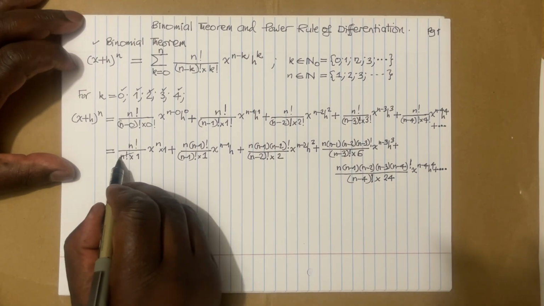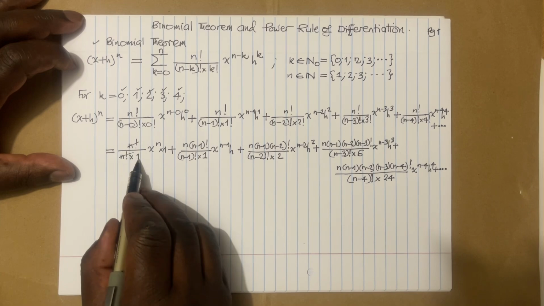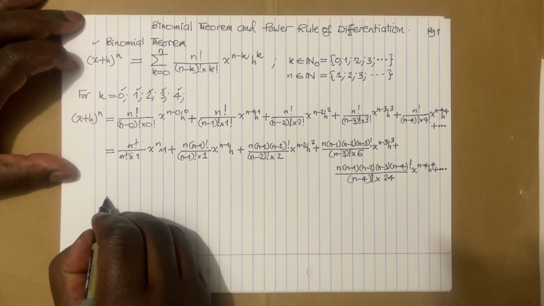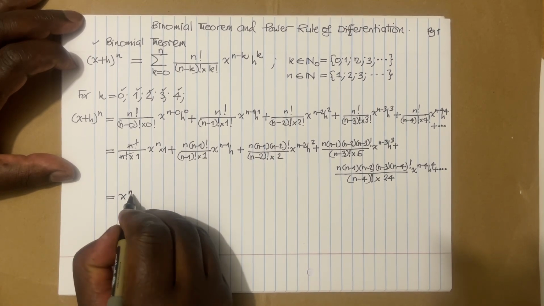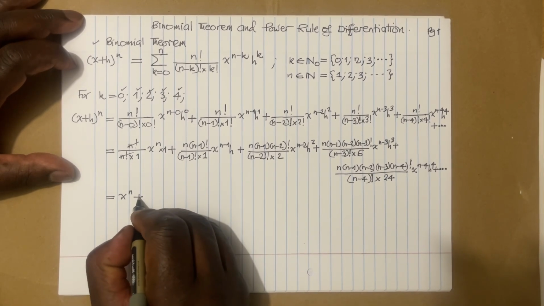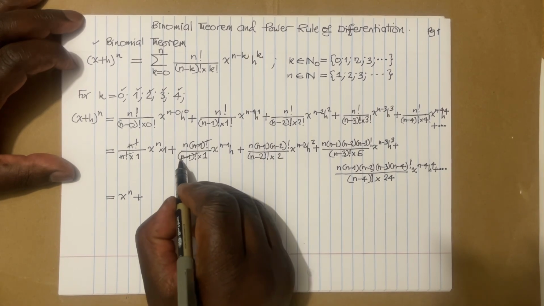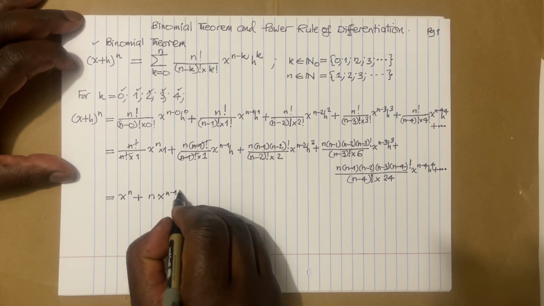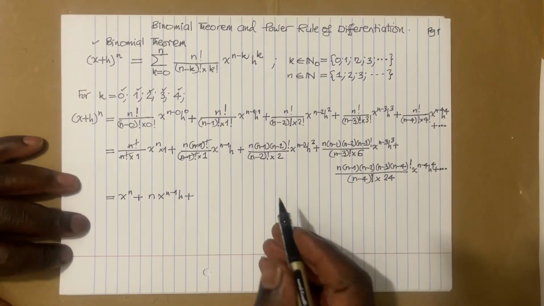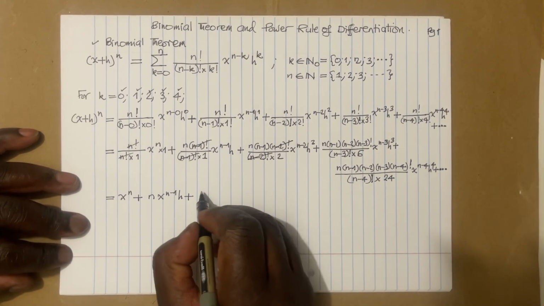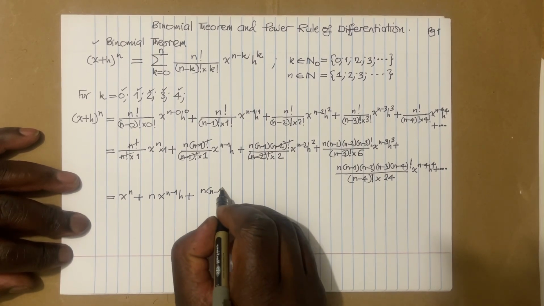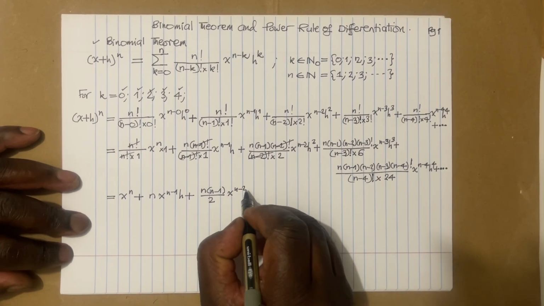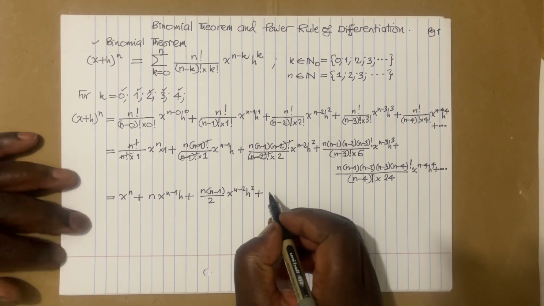Notice that this cancels that. So this is going to be 1 over 1, which is 1. And the whole of this term, therefore, simplifies to x power n. All right, plus this part, you notice that this term cancels that term. So the whole of this term simplifies to n x power n minus 1 h, plus here you can see that term cancels that term. So we have n minus 1 all over 2 of x power n minus 2 h power 2, plus we are here now.